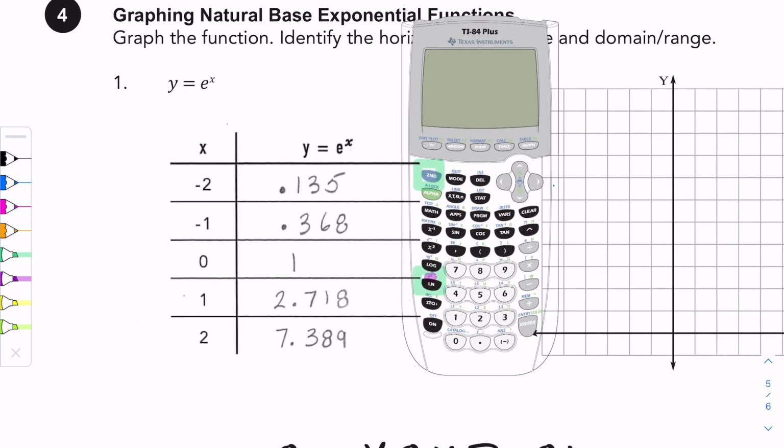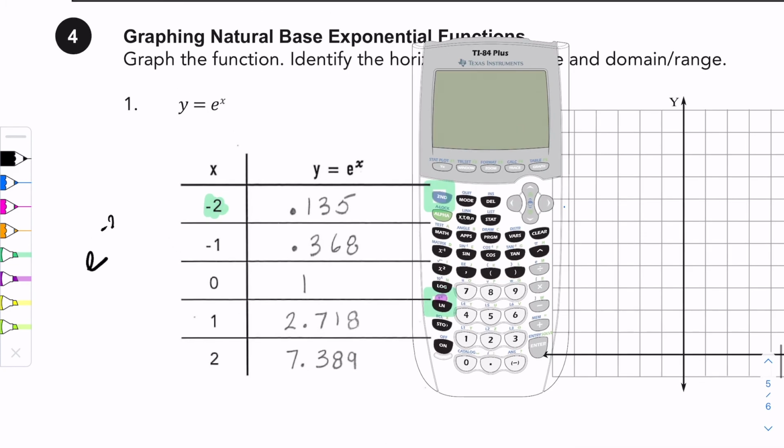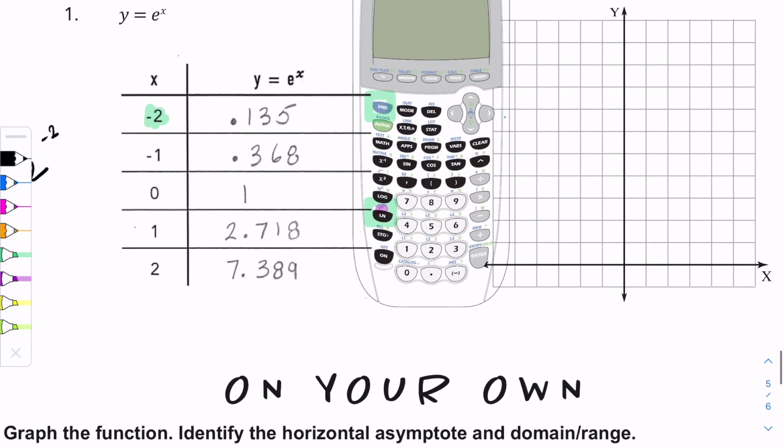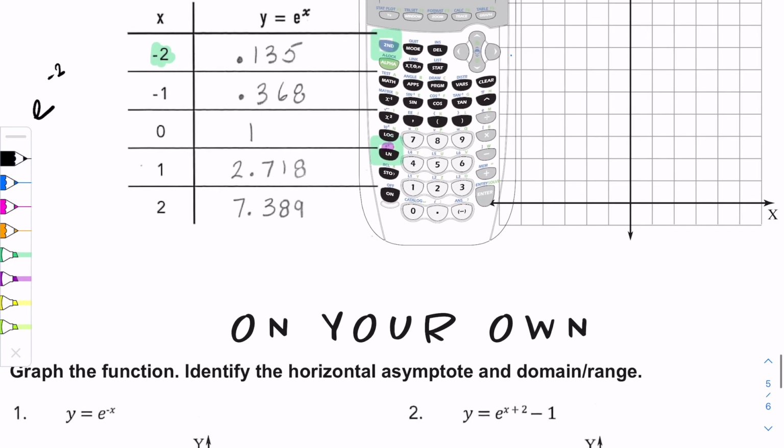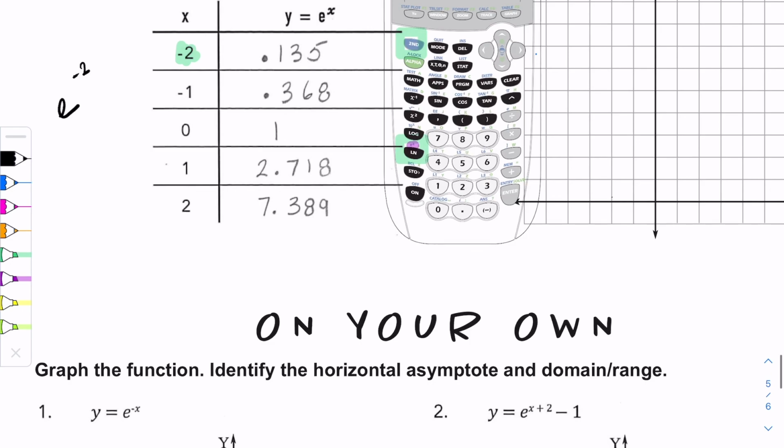So for this one, I already typed in my values. For example, for the first one, -2, I just used my graphing calculator and I didn't even type in y equals, I just selected e, and then with an exponent of -2, I hit enter and I get 0.135. E to the power of -1 is 0.368. Any number to the power of 0 is 1. E to the power of 1 is 2.718. E to the power of 2 is 7.389. So once I have those values, I can graph them on my graph.